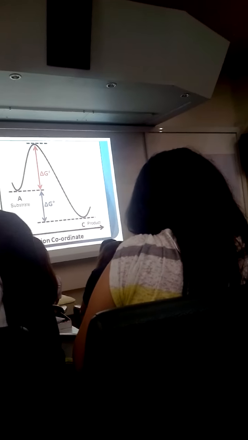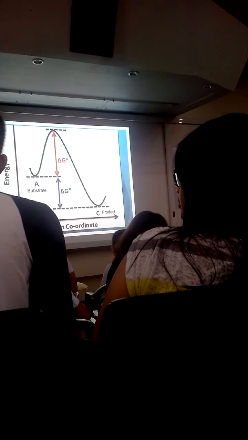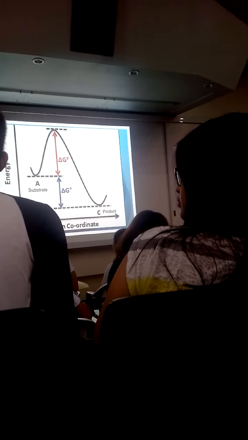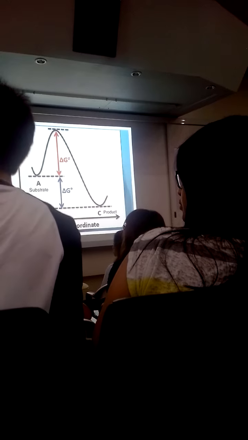So basically, if your delta G is negative, what does it mean? So the concentration of your product is higher, so more product, more energy. Again.